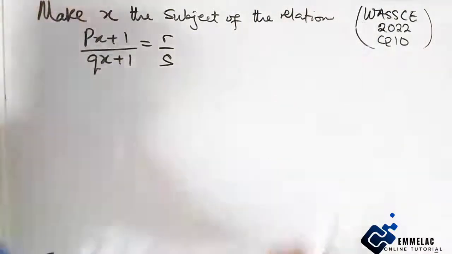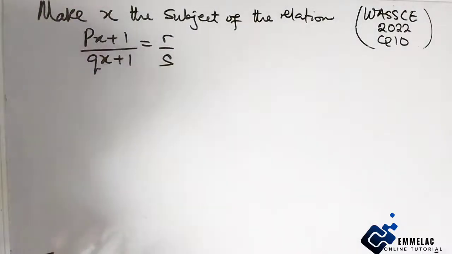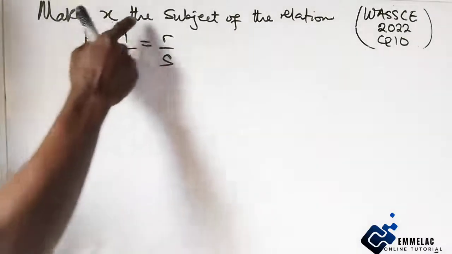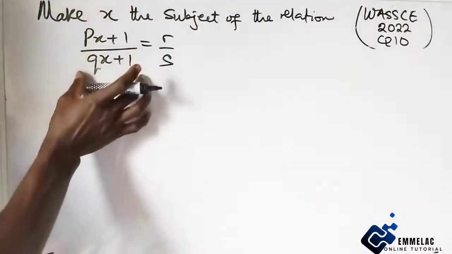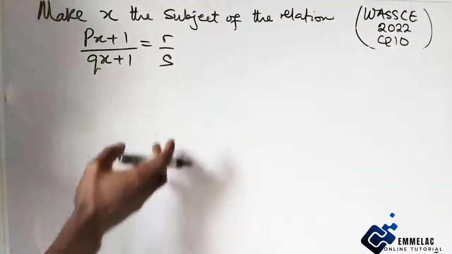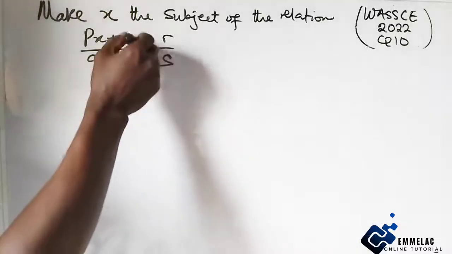Part of the WASSCE November 2022 question number 10, and it says, make X the subject of the relation. Alright, now looking at this question here is a fraction, here is a fraction. Now let us make it linear. So let us cross multiply.